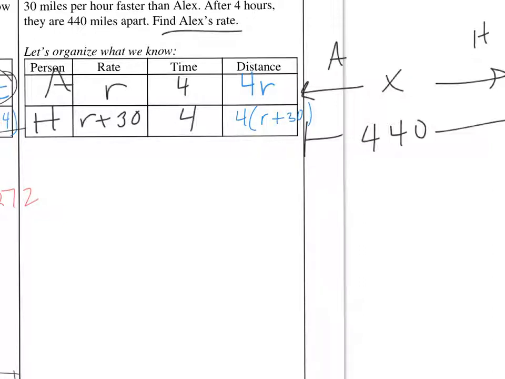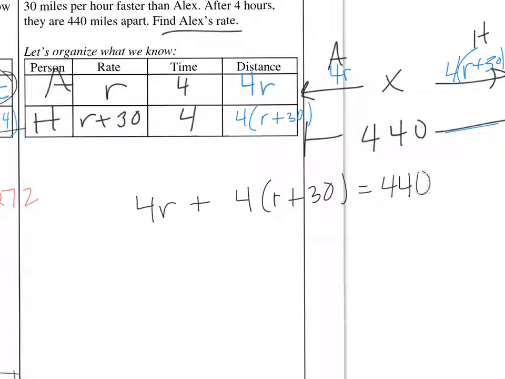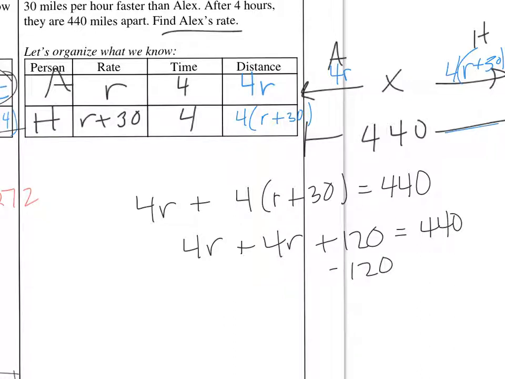So we have Alex's distance is 4r, and Haley's is 4 times r plus 30. We want to see when that total is 440, so we get our equation right here. So 4r plus 4 times the quantity r plus 30 has to equal 440. So I'm going to do the distributive property, and then I'm going to combine like terms and solve.